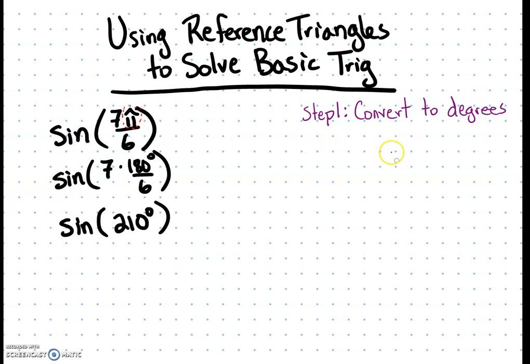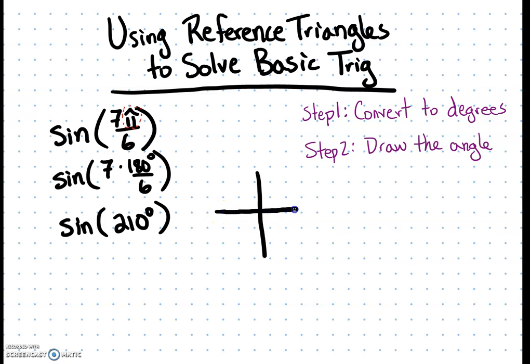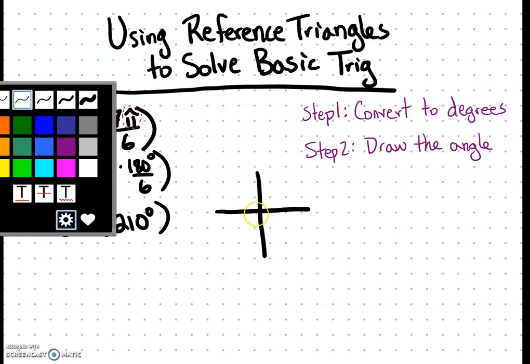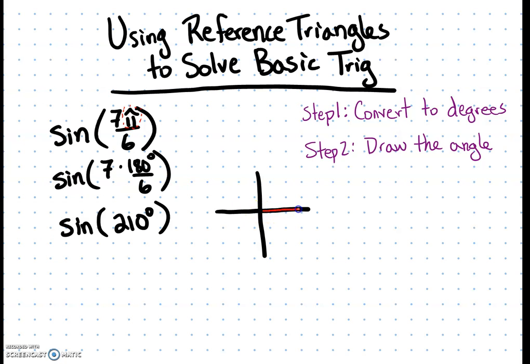For our second step, we're going to draw our angle. We're going to draw that 210 degree angle. So let's go ahead and do that. Remember, when we draw an angle, we're always going to draw it going from the x-axis. So I'll do it in red so we can see it. We're going to start along the x-axis. That's always our initial ray. And we're going to travel 210 degrees. So there's 180 and another 30. That's a 210 degree angle.